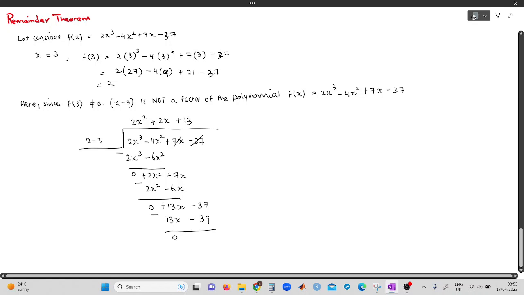Moins 37, retirer 39. The same thing as minus 37 plus 39, which gives me 2. Donc tout simplement, on va jamais 0 plus 2, this is 2. This is the remainder. Ok? Donc nous sommes capables d'exprimer différemment. So f of x can be written as x minus 3 but I have plus 2 as remainder. Okay, this is the remainder.